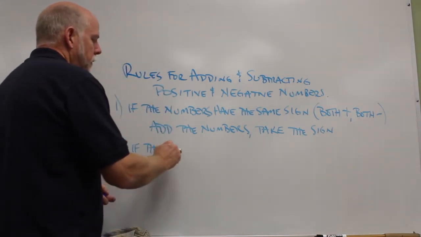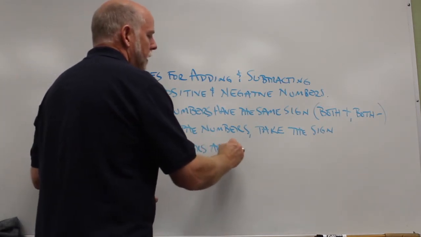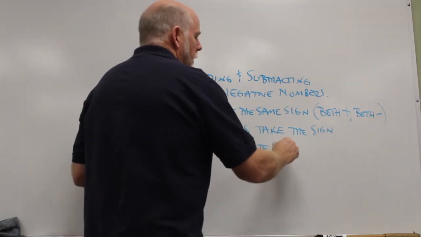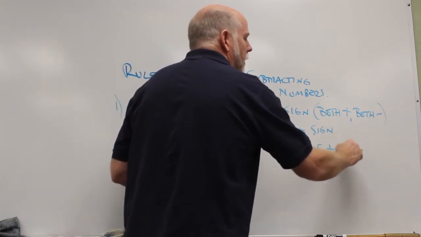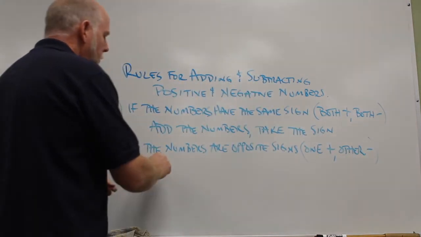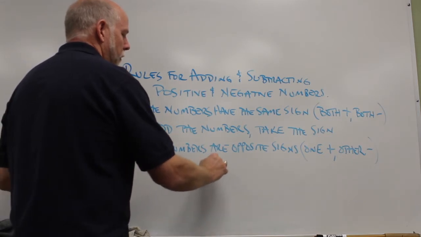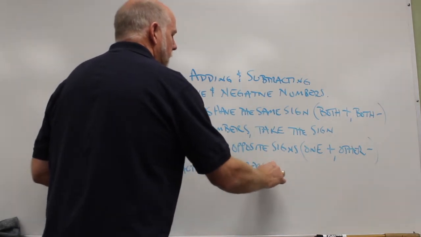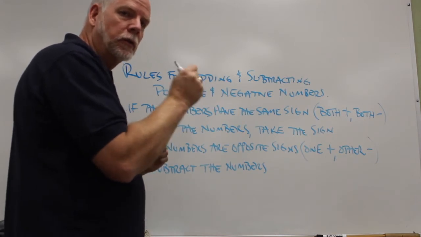If the numbers are opposite signs, in other words, one positive, the other negative, then we are going to subtract the numbers. And when I'm saying add the numbers and subtract the numbers, I'm talking about just the number part without the sign there, just the numeral.